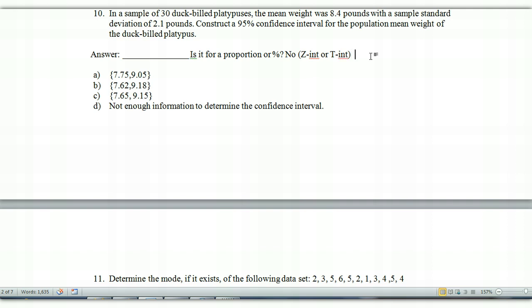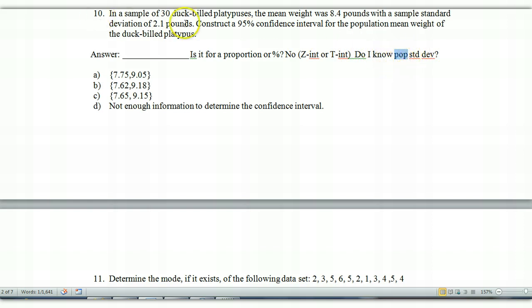Alright, and then once you determine that it's not for proportion, you ask, do I know the population standard deviation? Now, in a sample of 30, the mean weight was this, the sample standard deviation was this. No, we don't know the population standard deviation. We know a standard deviation, 2.1, but it's not the population standard deviation. This question is specifically population.